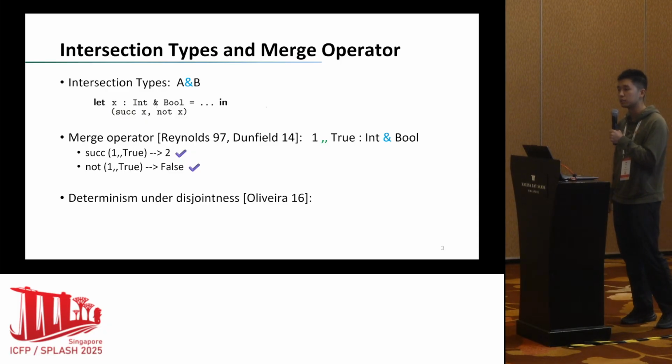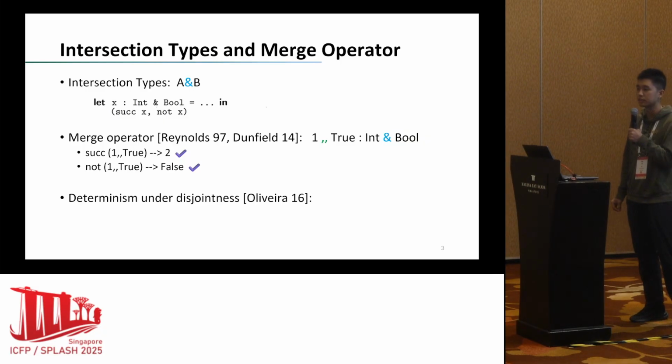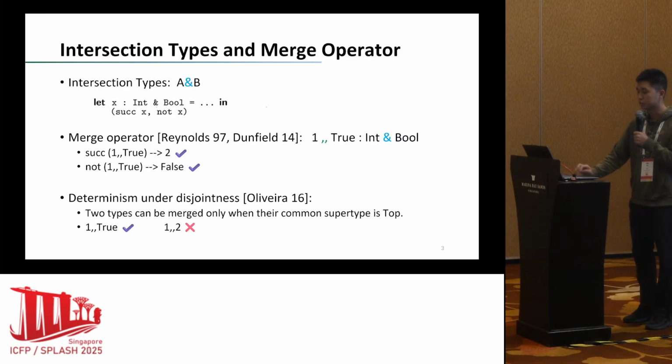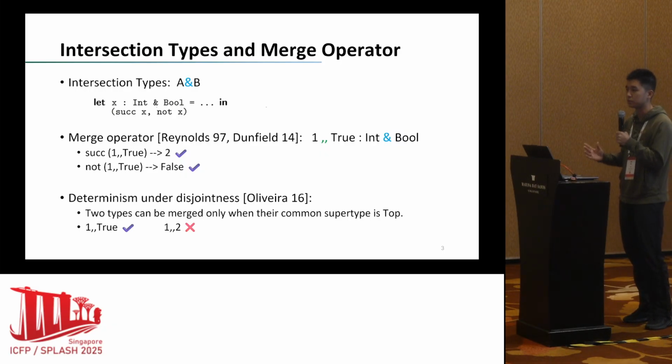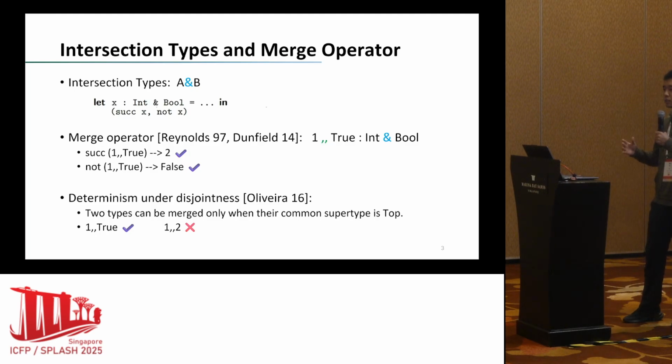However, the merge operator comes with a limitation. That is, it has a non-deterministic semantics. So in 2016, Oliveira proposed the disjoint intersection type to pose a disjointness restriction on the merge operator to make this calculus deterministic. Disjointness is a relation on two types, suggesting that the two types have nothing in common, or we say the common supertype of the two types can only be top.